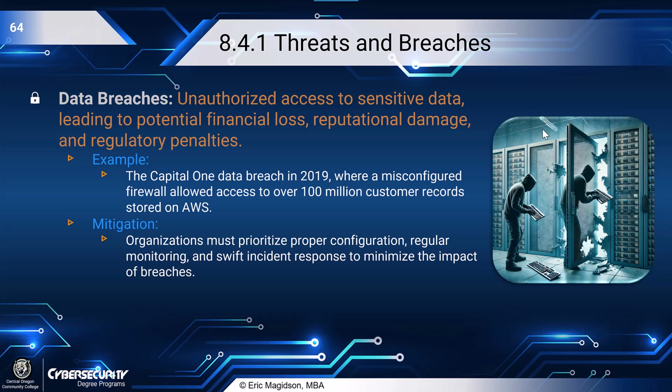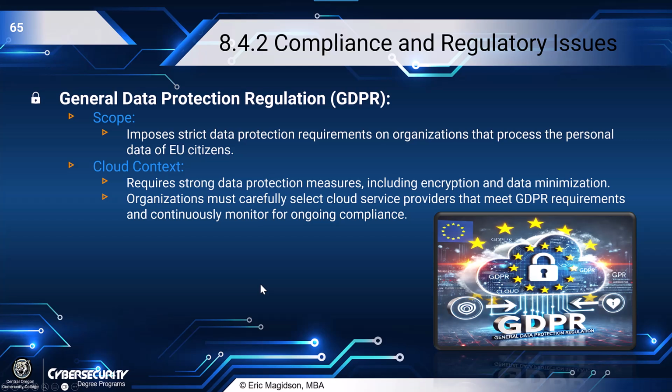Okay. Capital One data breach is a great example of 2019, going back a little bit, where a misconfigured firewall, that's why I brought it in here, allowed access to over 100 million customer records stored in AWS, Amazon Web Services. So organizations must again prioritize proper configuration, regular monitoring. I would say regular policy assessment. Are we documenting the changes we're making? Are we updating documentation with the changes that have been made? Okay. And then, of course, as always, swift incident response, that's going to be key.